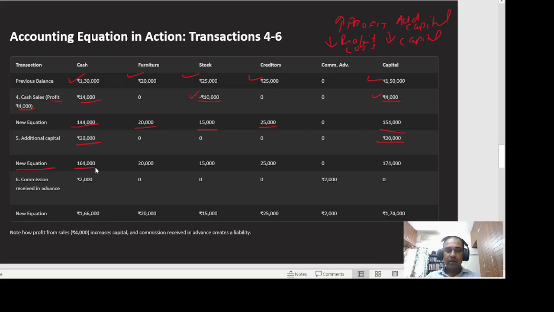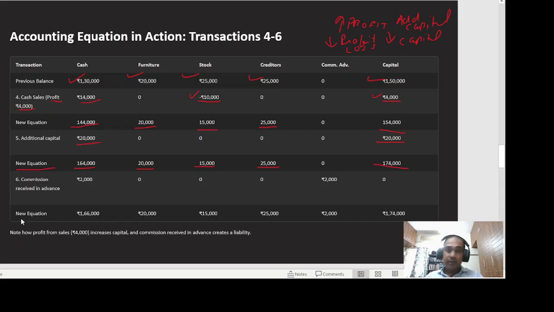20,000, my cash will become 1,64,000. No change in furniture, no change in stock, no change in creditors. Okay, and my capital will change from 1,54,000, it will become 1,74,000. Clear?